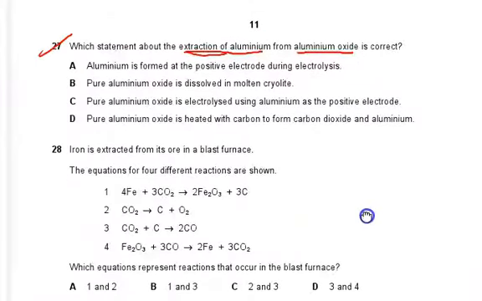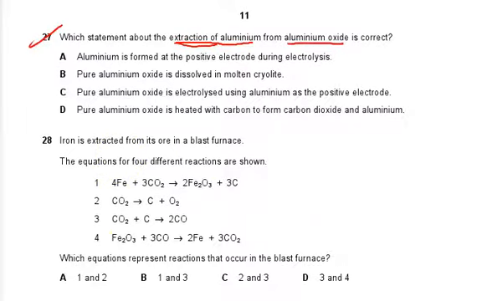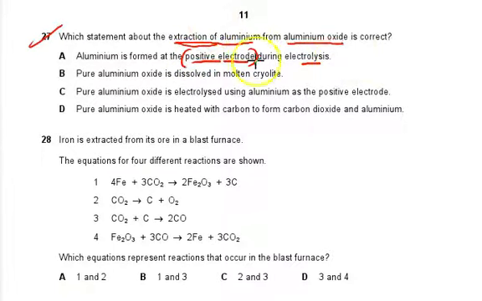So now let us look at here one by one. The first one: aluminium is formed at the positive electrode during electrolysis. The positive electrode here means the anode. So which is not true.